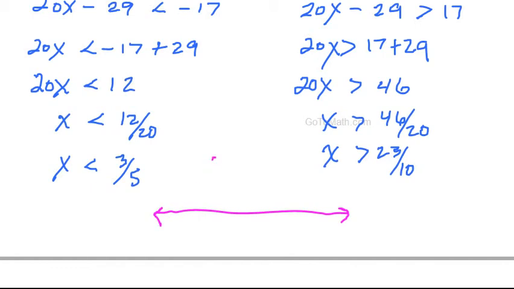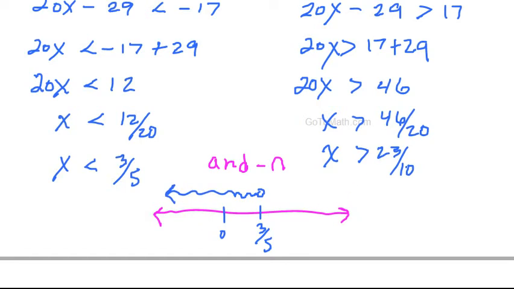Okay, so remember, and also remember intersection. That's important here. X is less than 3/5. Let's just put 0 here, and we'll put 3/5 here. X is less than 3/5, and so that'd be everything going off in that direction.